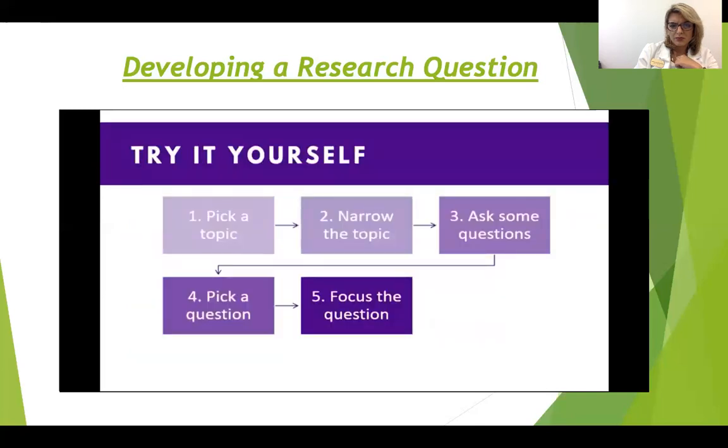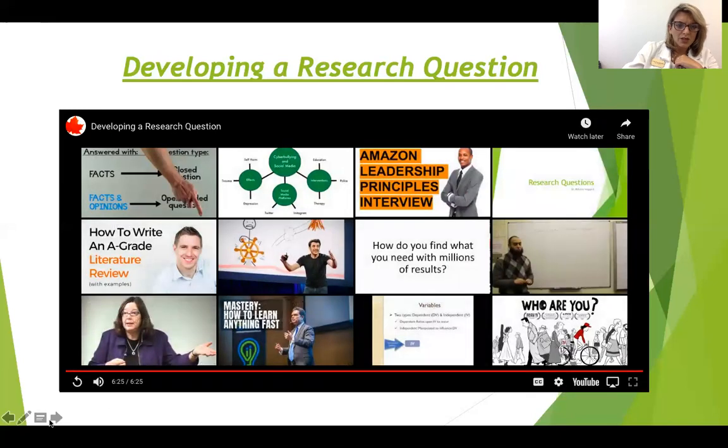Try it yourself. Create a research question using the steps we discussed. Pick a topic, narrow it, brainstorm some possible questions, then pick one and make sure it's clear, focused, and specific. So that's a great review on how to develop a research question. Using the concept map to help you narrow down what exactly you're looking for is also a really good tool.